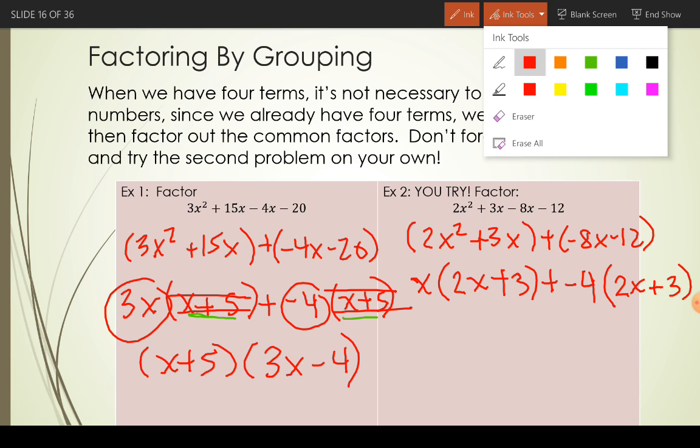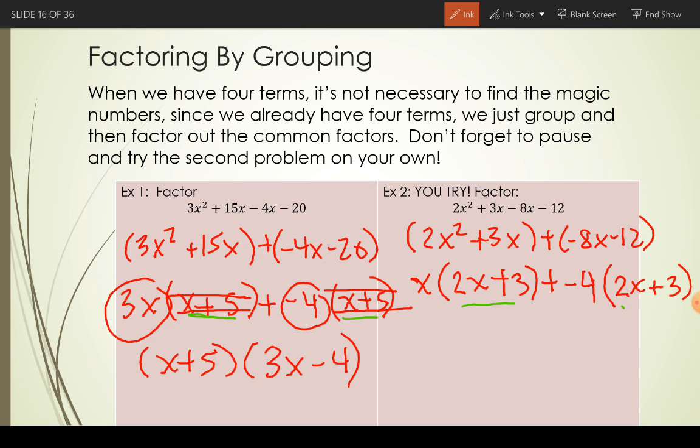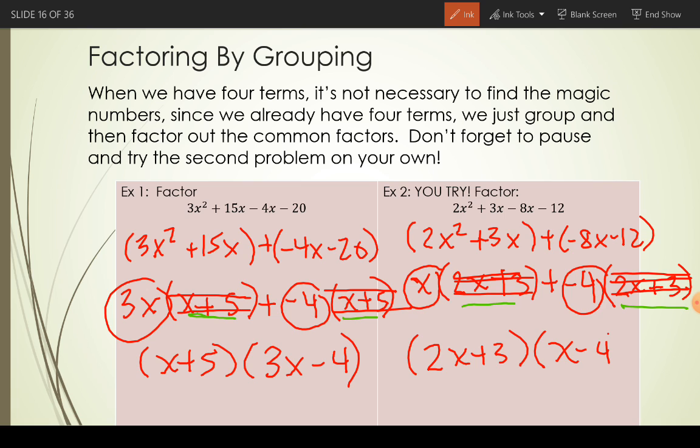So again, we have matching values in our parentheses, which is exactly what we want to get. So we'll have our factors of 2x plus 3. And our other one, well, let's go ahead and cross out 2x plus 3 because we've already written that down. And we clearly want to see what's left. So we'll have x minus 4.